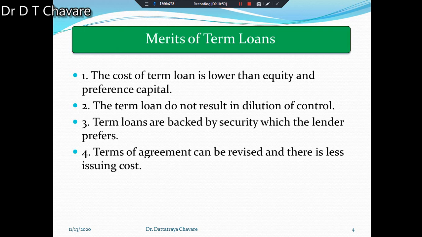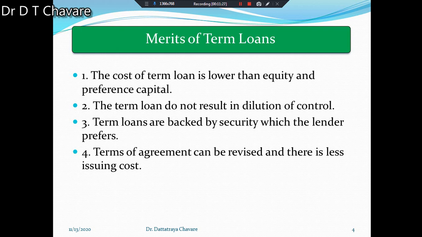This is another merit. It means control is not diluted, and that's why such a loan is possible. Then another merit is there. Term loans are backed by security. Try to understand, term loans are backed by the security which the lender prefers. This type of merit you will find in the case of term loans.